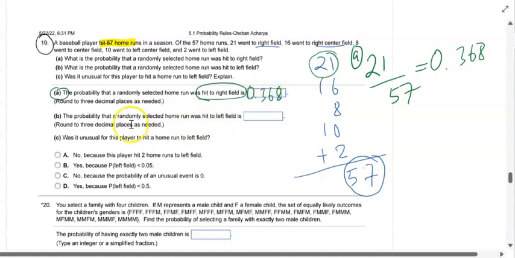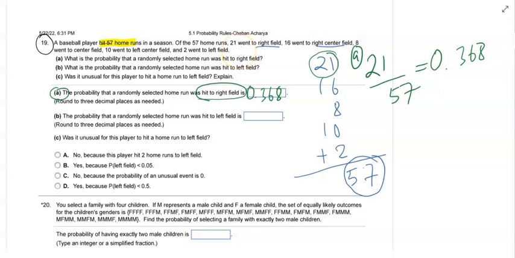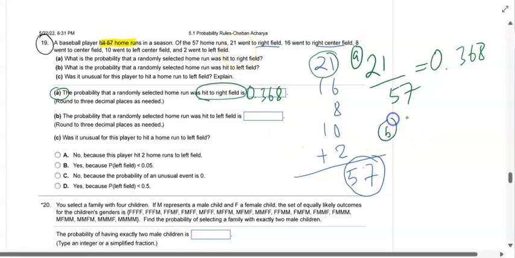For the second part, the probability that a randomly selected home run was hit to the left field. Out of 57, only 2 went to the left field. Therefore, the probability for B is 2 over 57, and when rounded to 3 decimal places, the answer is 0.035.